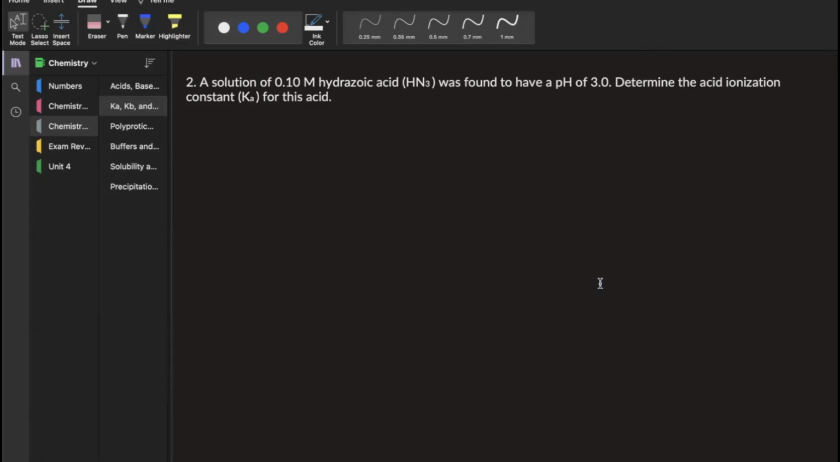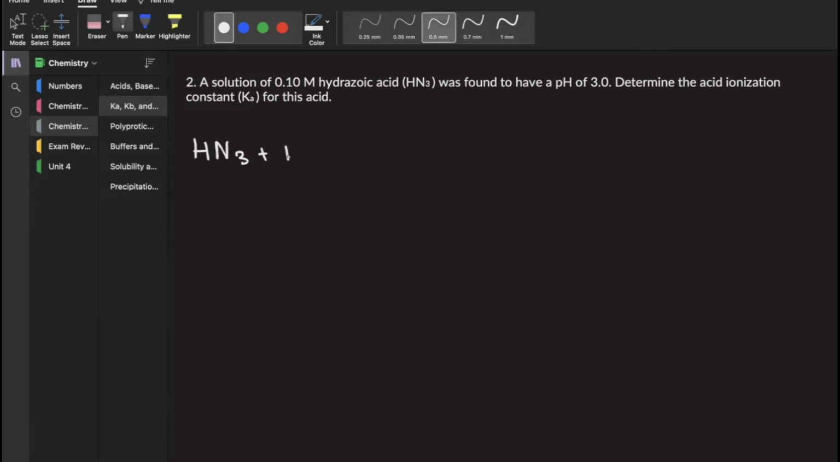The next problem says a solution of 0.1 molar hydrazoic acid was found to have a pH of 3. Determine the acid ionization constant, Ka, for this acid. This is really similar to a problem that we did above, and we're going to follow the same rules yet again. First, we write our equation.